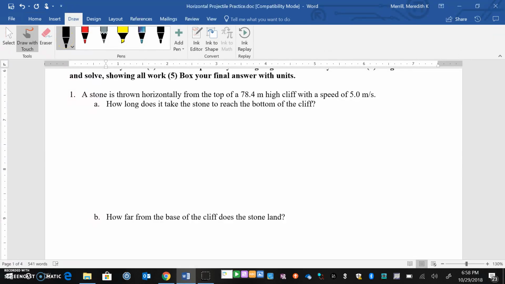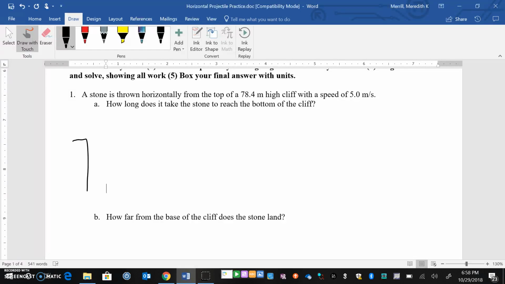It says a stone is thrown horizontally from the top of a 78.4 meter high cliff with a speed of 5 meters per second. How long does it take the stone to reach the bottom of the cliff, and how far from the base of the cliff does the stone land? So the first thing is to just try to visualize the problem.